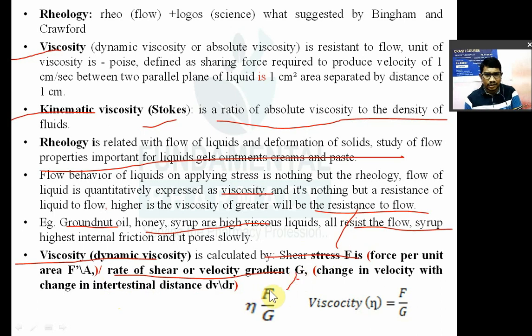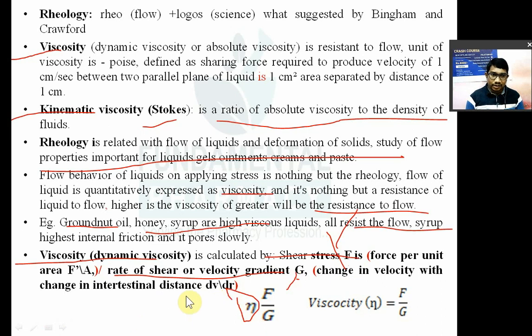Now what is G? Velocity gradient. That is the change in the velocity with respect to the change in the distance, the interplanar distance. Change in the distance with respect to time is nothing but the velocity. So you can say the equation is that the shear stress is directly proportional to the rate of shearing. Now F is directly proportional to G. If you write that, F is directly proportional to G, then to solve the equation you have to take one constant, and this constant is nothing but eta.